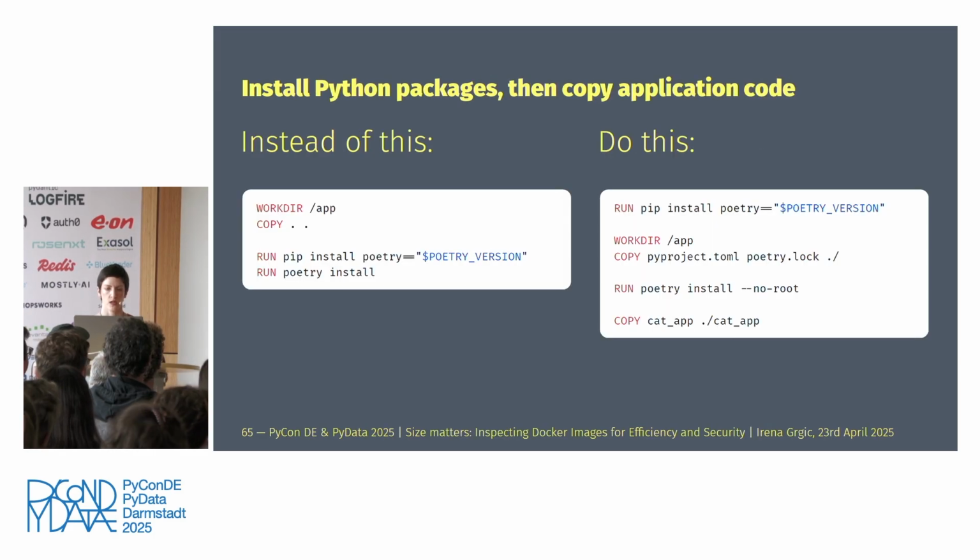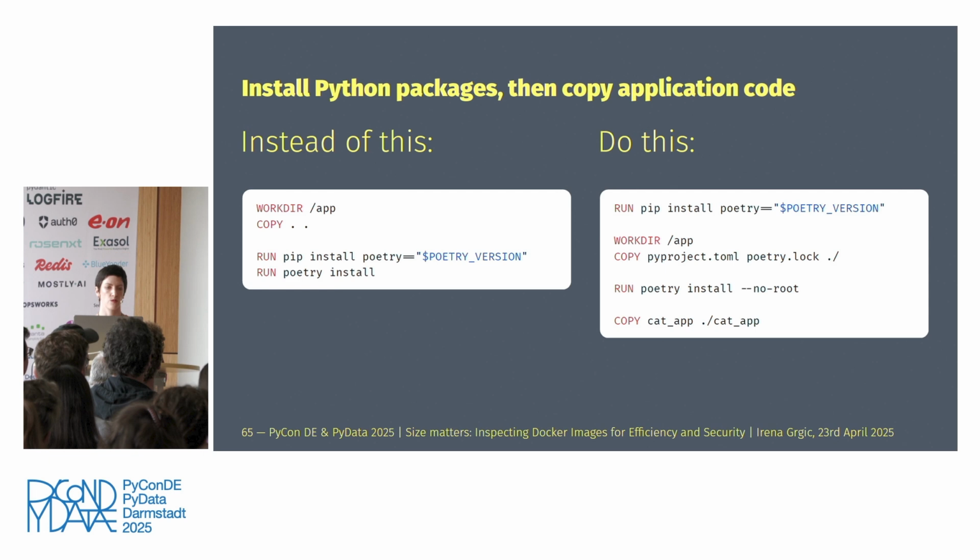Very, very important one. Always first install your Python packages and then copy the application code. Right? We talked about volatility of instructions. Your code is, in general, bound to be more volatile than your Python packages, because you change the versions less frequently most of the time.